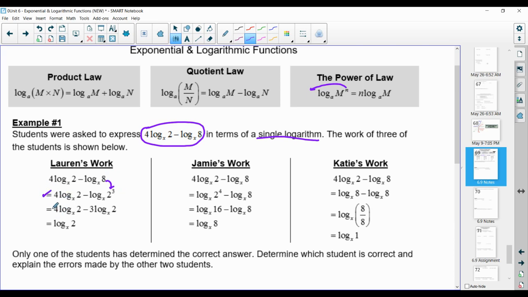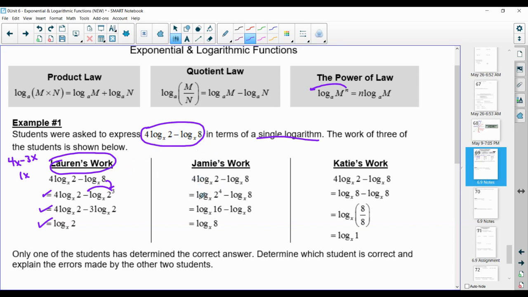In her next step, she kept the 4 log base x of 2 the same, minus, she's brought the 3 ahead to become 3 log base x of 2. That's using the power law, so this is correct. And then she said 4 log base x of 2 minus 3 log base x of 2 is log base x of 2. So essentially she's saying 4x minus 3x is 1x, and that x being the log. So this is correct. So Lauren has done this work correctly, which means Jamie and Katie must have made some mistakes. So let's take a look at their work.